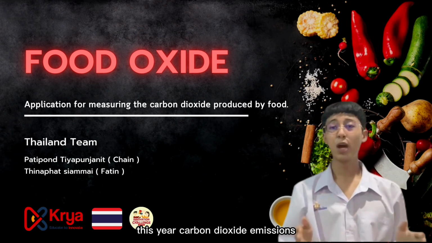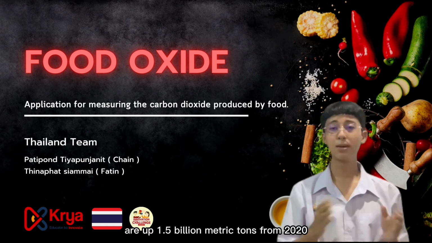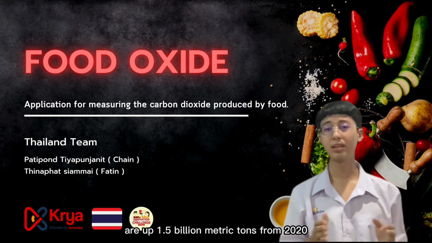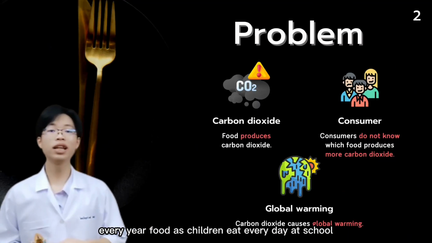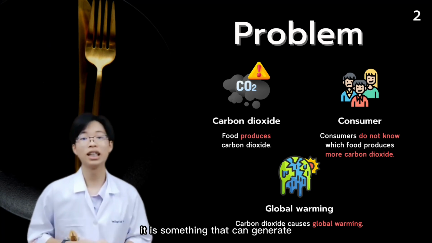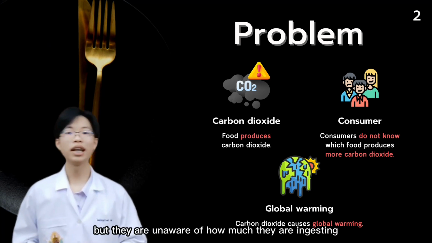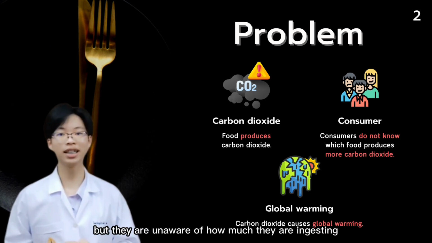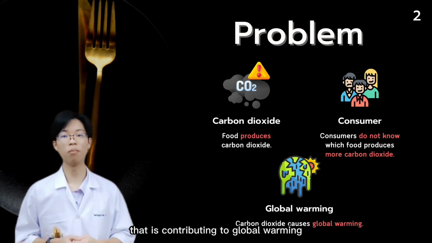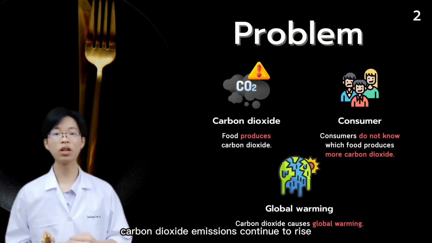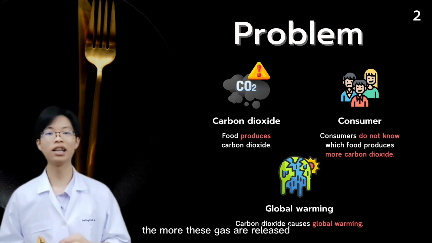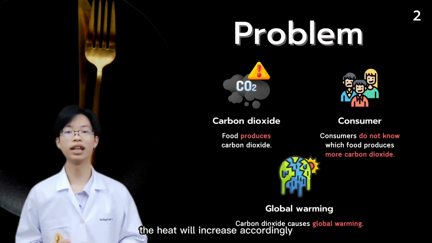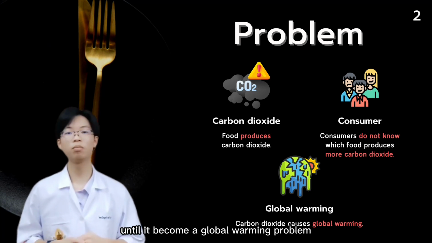This year, carbon dioxide emissions are up to 1.5 billion metric tons of 2020 and causing more global warming problems every year. Food that students eat every day at school is something that can generate a lot of carbon dioxide, but they are unaware of how much they are ingesting that is contributing to global warming. Carbon dioxide emissions continue to rise and break a new record every year. The more these gases are released, the heat will increase accordingly, until it becomes a global warming problem.